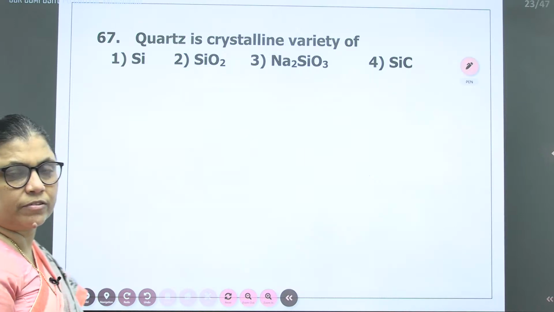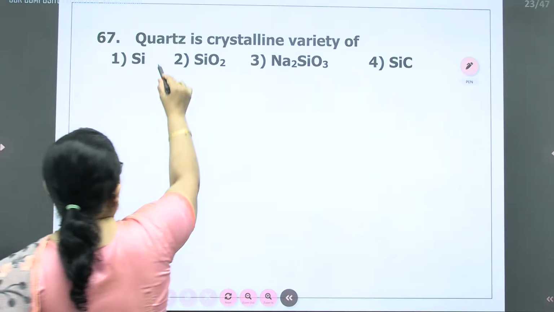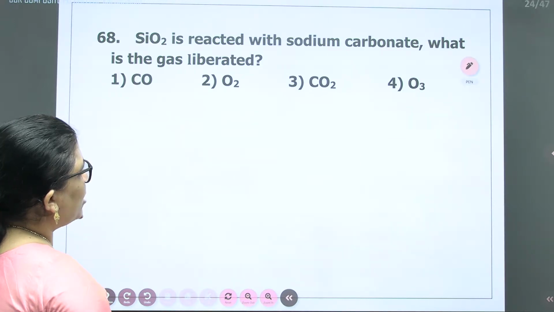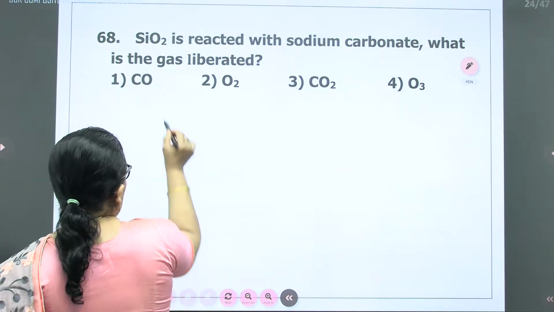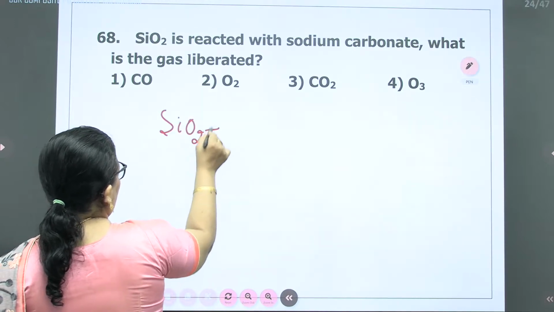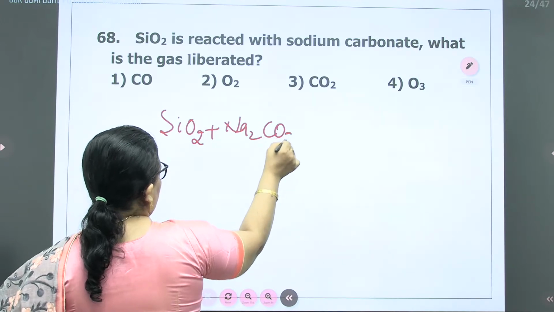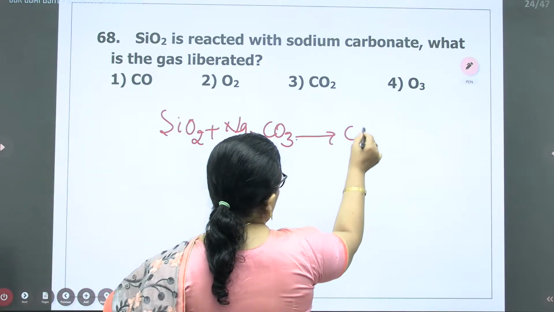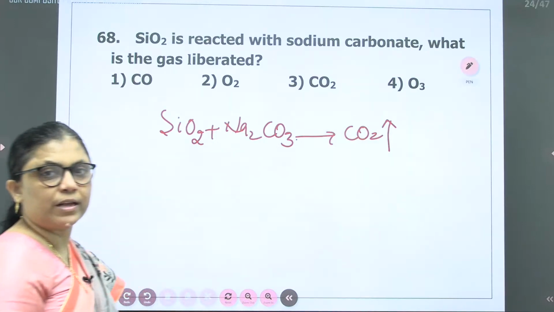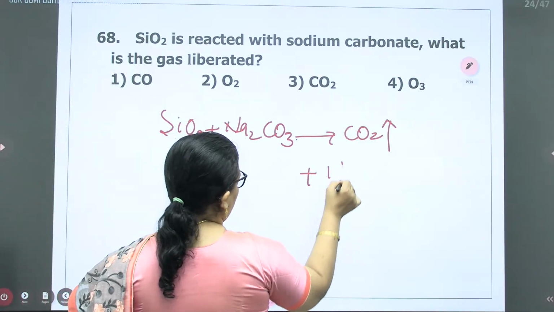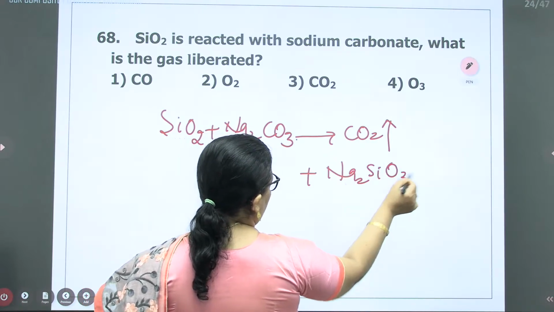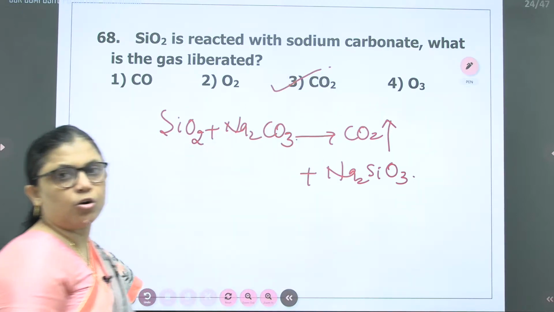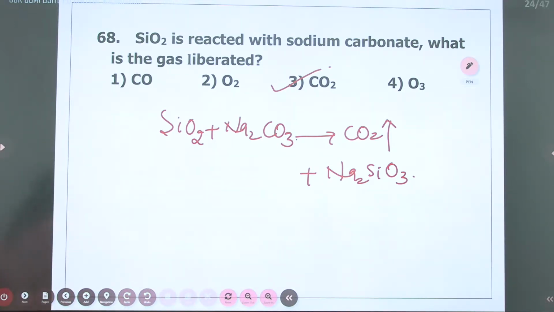67. Quartz, they said. Quartz is what? A crystalline silica. This is a direct question, nothing to talk about. Next, 68. SiO2 reacts with sodium carbonate. Do you know that silica is acidic in nature? And an acidic substance will liberate carbon dioxide gas when treated with sodium carbonate, along with Na2SiO3, sodium silicate. The question is related only to the gas. The correct option is the third option.